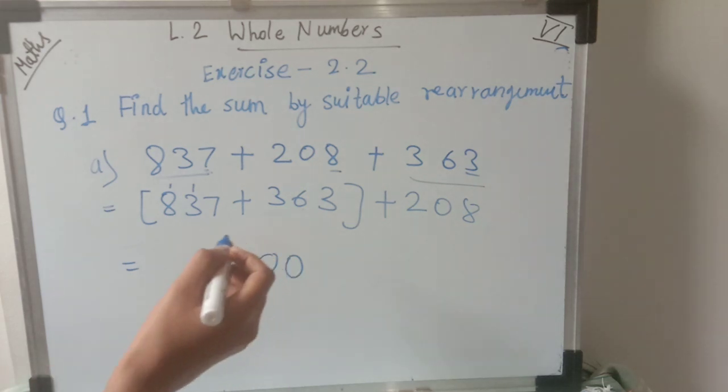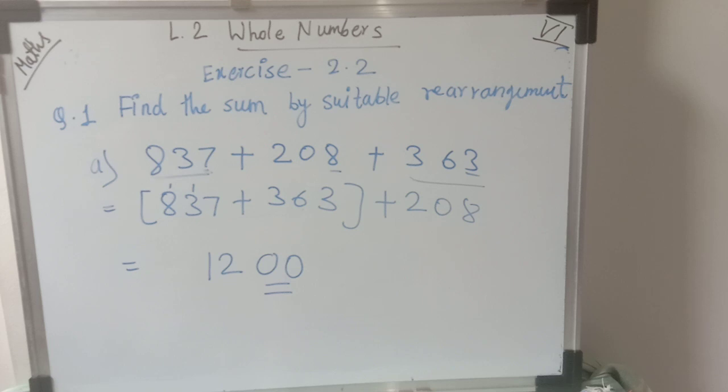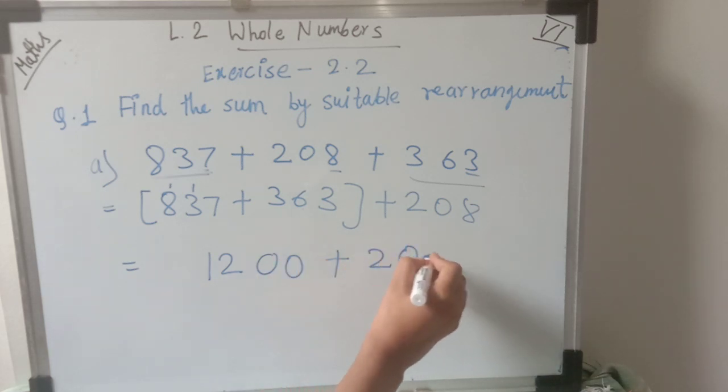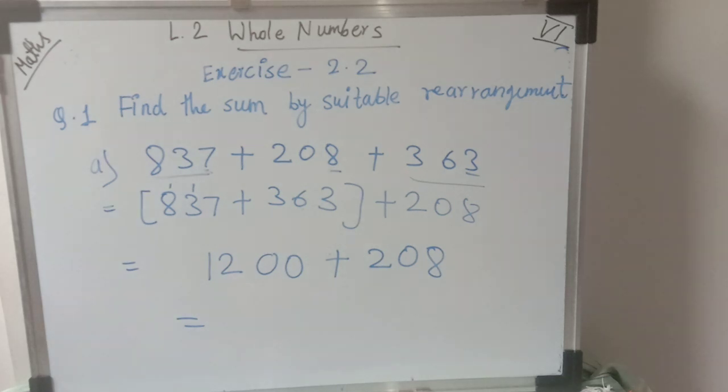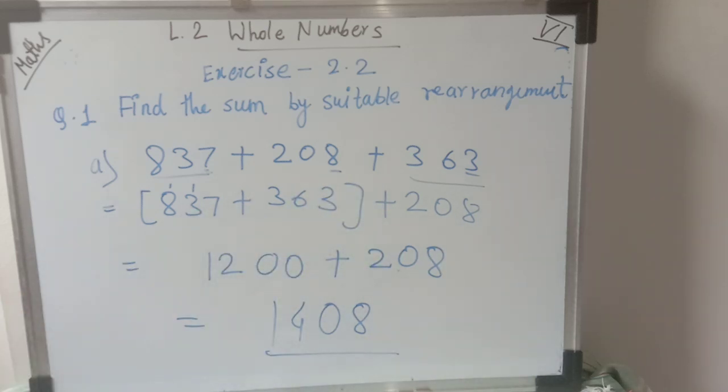As I said before, students, if you add them together, it is very easy to get the 0, and when we get the 0, the next step is very easy to solve. So here 1200 plus 208. Let's do the addition. 0 plus 8 is equal to 8. 0 plus 0, 0. 2 plus 2 is equal to 4, and here 1 as it is. So we got the answer 1408. See students, here we have changed the arrangement.